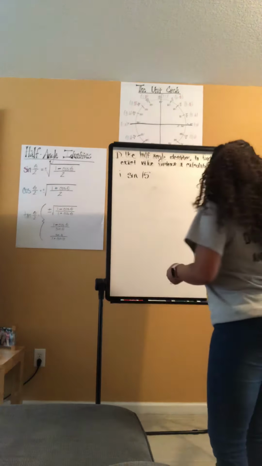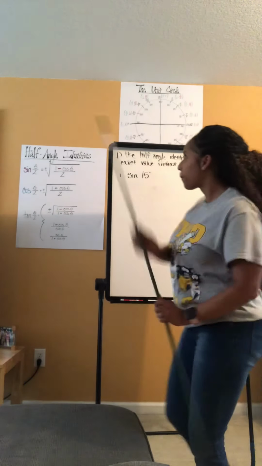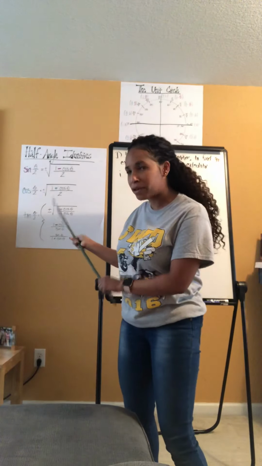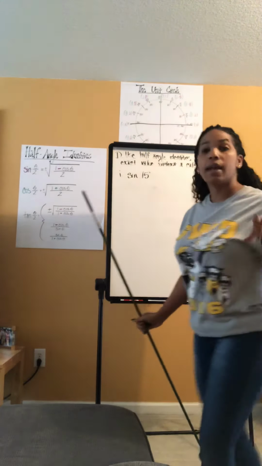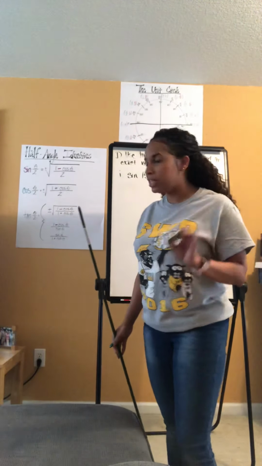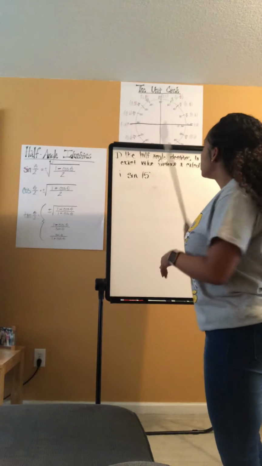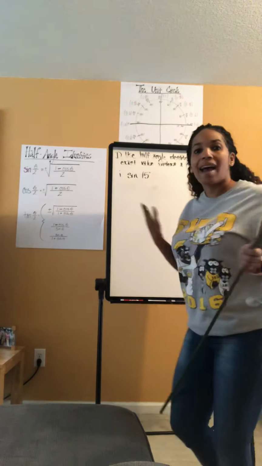I did give you a formula sheet that has the half-angle identities on it. I wrote it out, put it up on my wall. The first one said to find the sine of 15 degrees. Now, you need your unit circle for this, so get your unit circle out. 15 degrees is not on the unit circle. That is because it is a half angle.